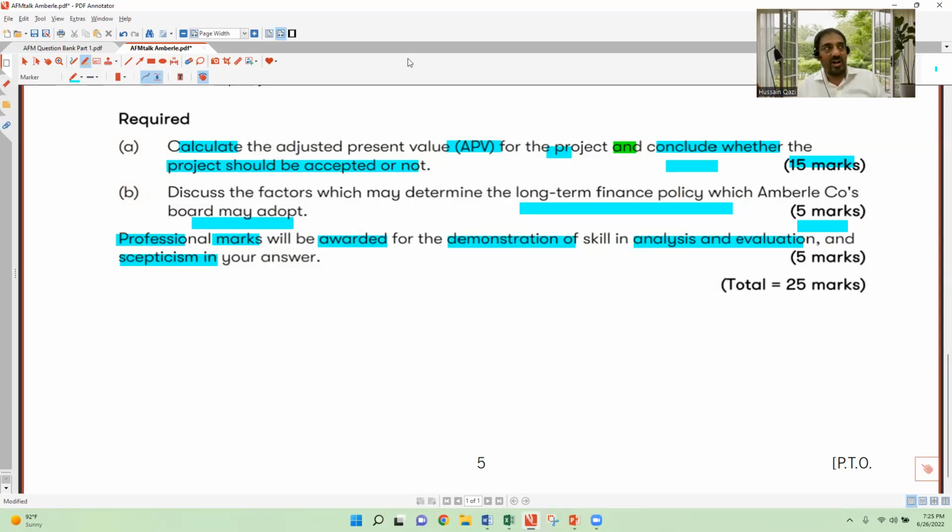And a very important point: in this question, the examiner is only expecting analysis, evaluation and skepticism. It's not expecting anything about business acumen. We will later discuss another question on business acumen and how these marks apply.